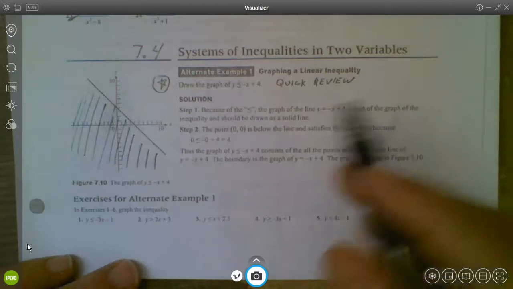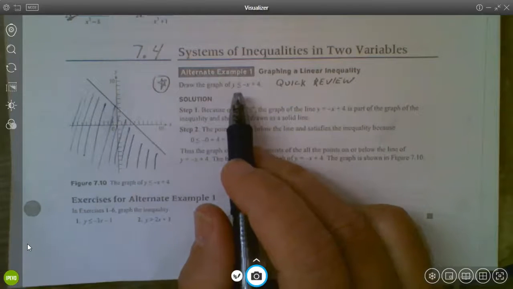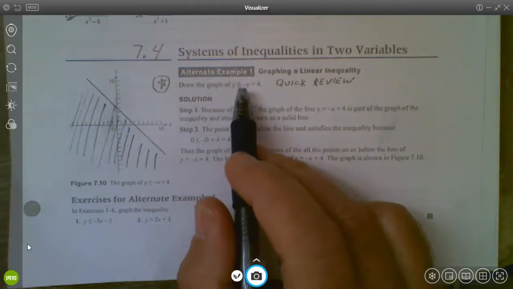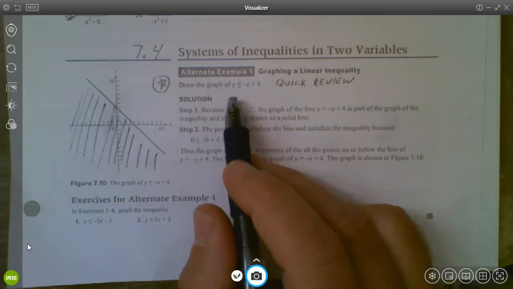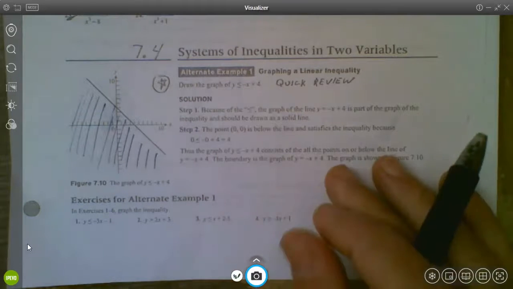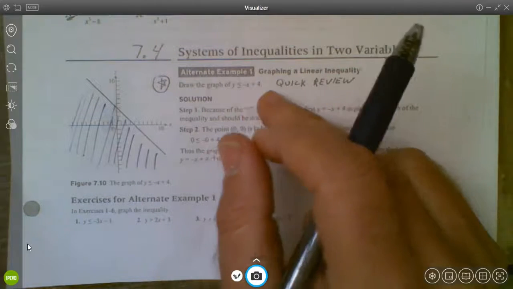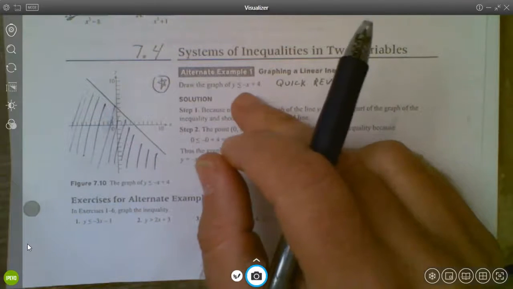So when we do graphs of inequalities looking like this, this should be review for you guys. You've actually done this as early as Algebra 1. You did it again in Algebra 2 when you did systems of equations. So a big chunk of this should look familiar to you guys. But let's go through some review on this.